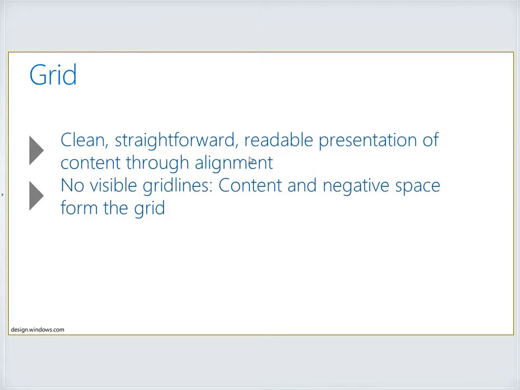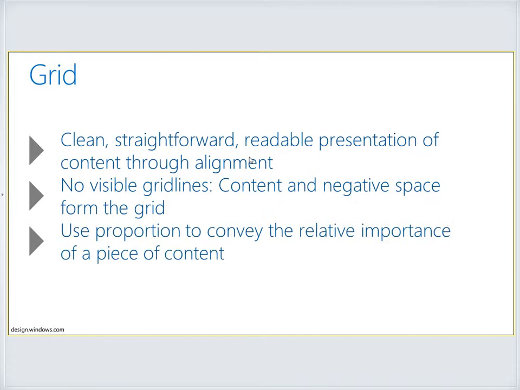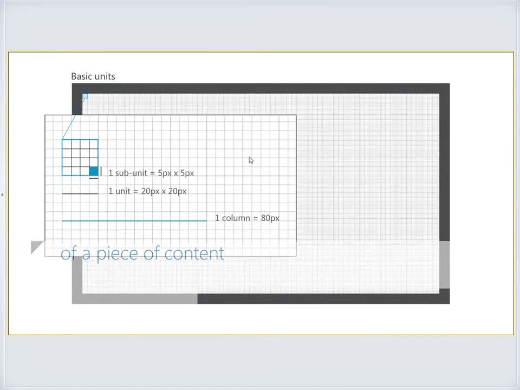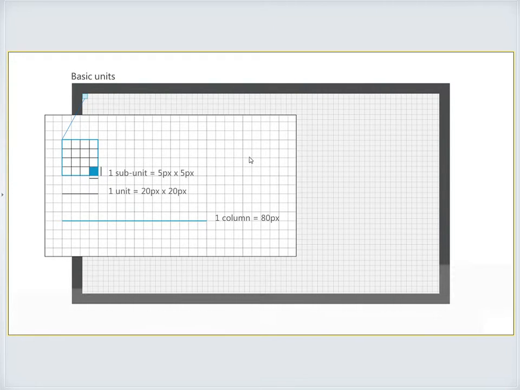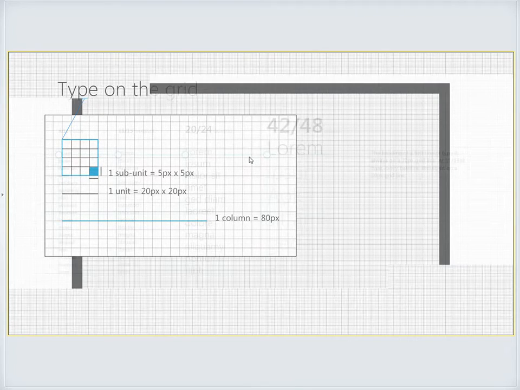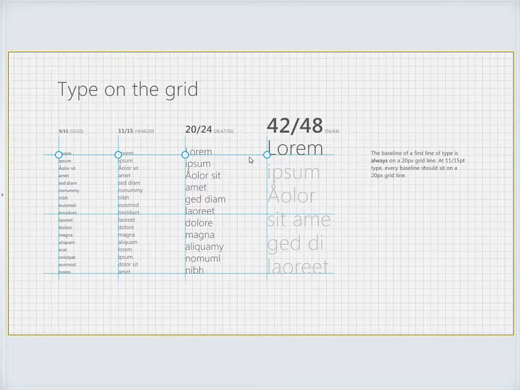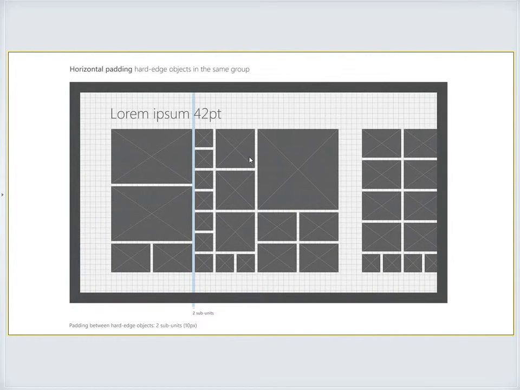When we think about it, the grid creates presentation through alignment. And we use that grid so you can get away from the chrome, right, being unauthentically digital. So you can use content in negative space to build the shape of the grid. And we want you to use proportion to convey the relative importance of a piece of content. So this is our grid structure and the subunits. This shows you the type ramp and how it appears on the grid. This shows you some templates and some of the padding.